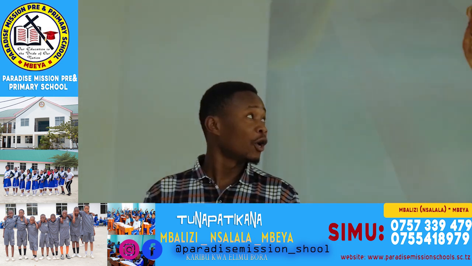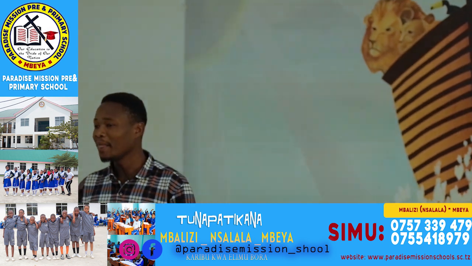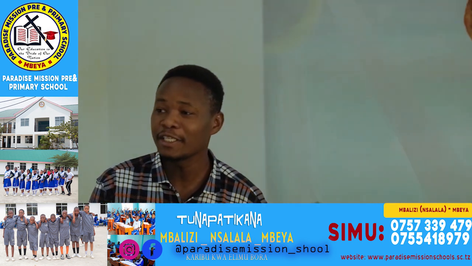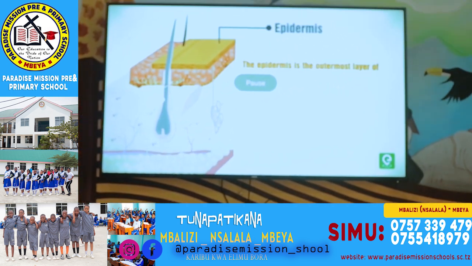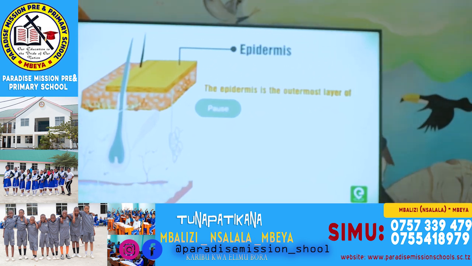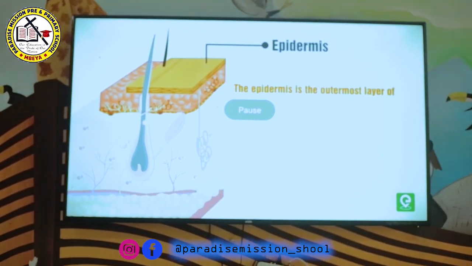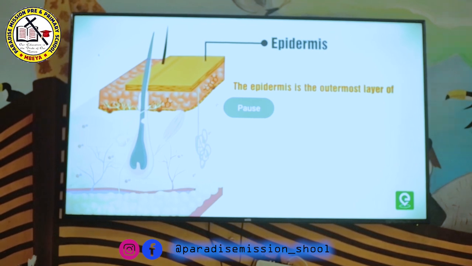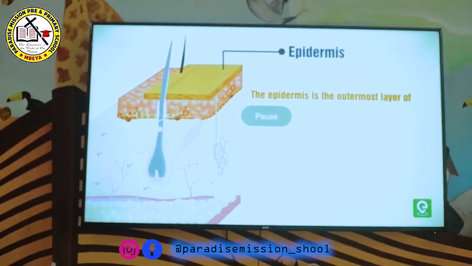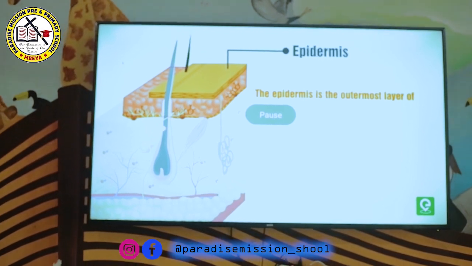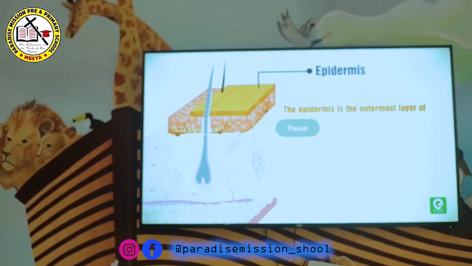Okay? So basically, the skin is made up of three main parts. The first part of the skin is called what? Epidermis. Say epidermis. Epidermis. Yeah. Epidermis, it is the upper layer. Okay? It is the upper layer, and this is the outermost layer of the skin.